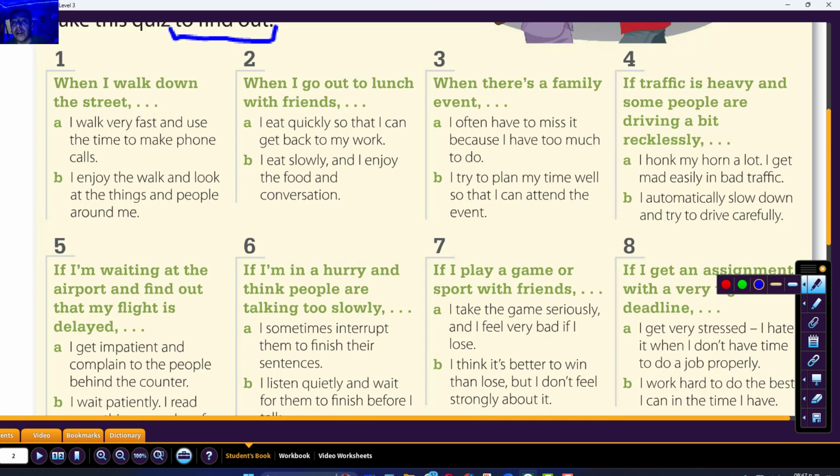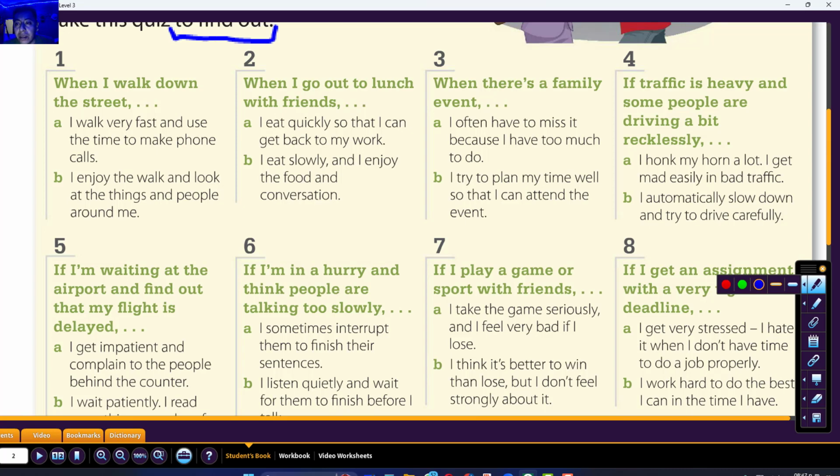Alright, let's go with number 2. When I go out to lunch with friends, what do you do? I eat quickly so that I can get back to my work, or I eat slowly and I enjoy the food and the conversation. What kind of person are you? Are you an A person or B? You have to decide in 3 seconds, alright? 3, 2, 1. Alright, let's move to the next one.